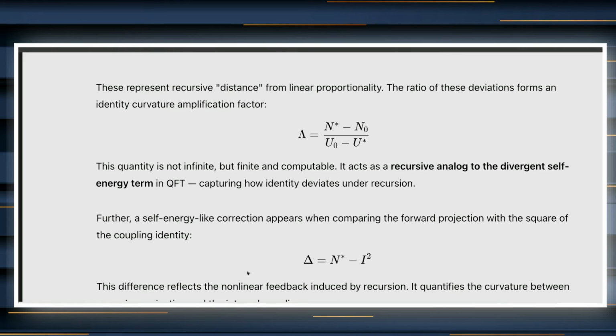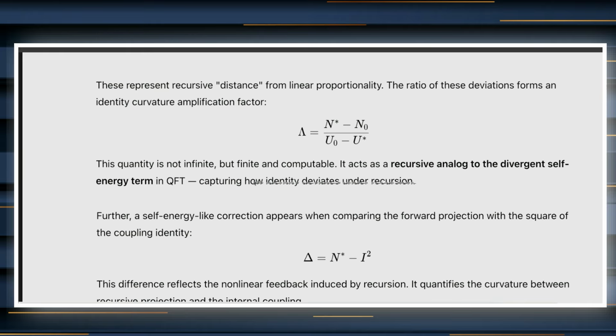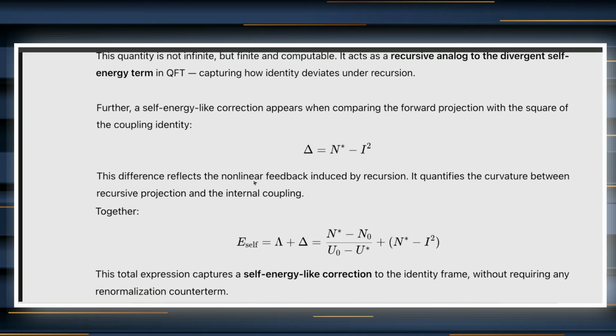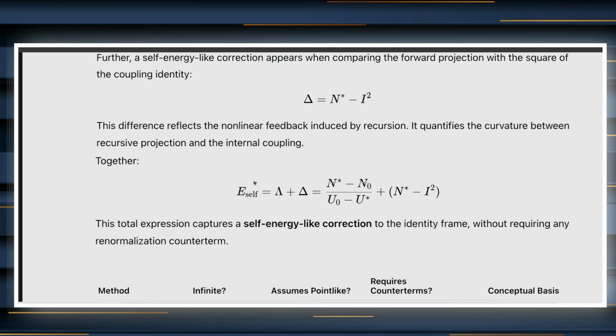So this represents recursive distance from linear proportions. And again, I think the picture's being made pretty clear. This difference reflects the nonlinear feedback induced by recursion. It quantifies the curvature between recursive projection and the internal coupling.